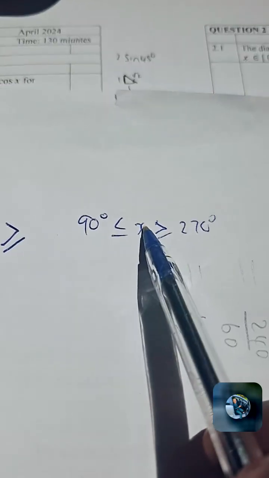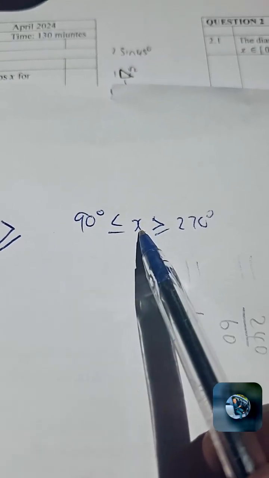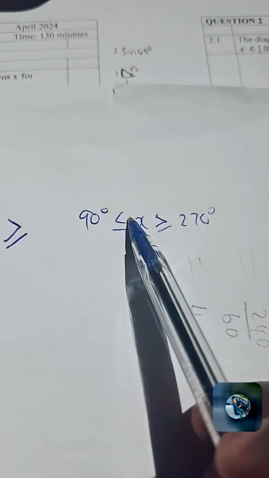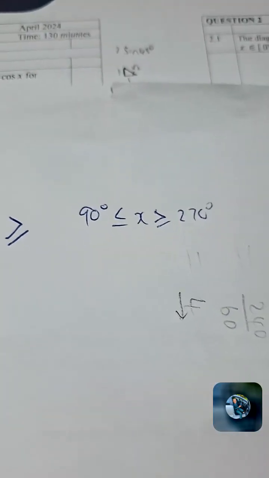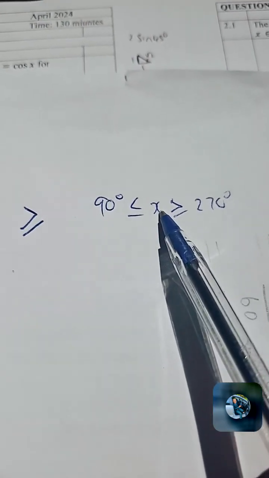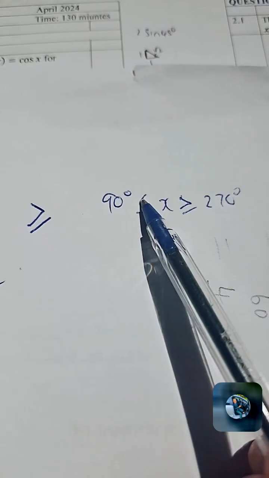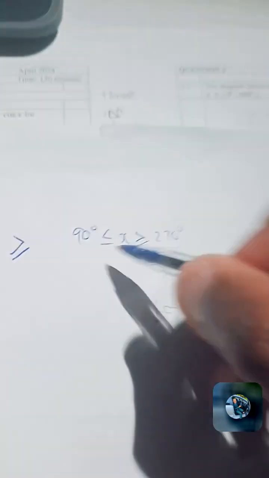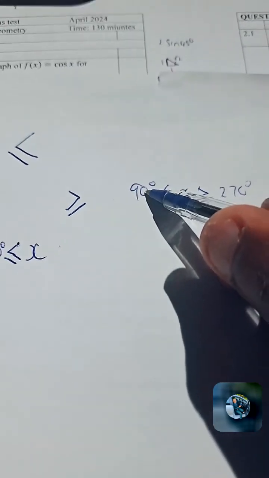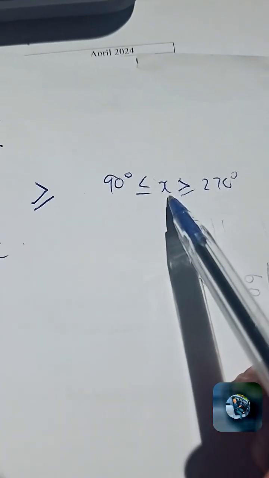You are saying x is, say it. X is less than or equal to 90. Be careful. Let's go back. I want you to read this again. You are saying x is what? Is less than or equal to 90. Are you sure? Okay. If you are saying x is less than or equal to 90, I want you to understand what you are saying.